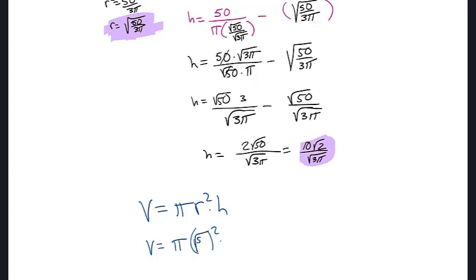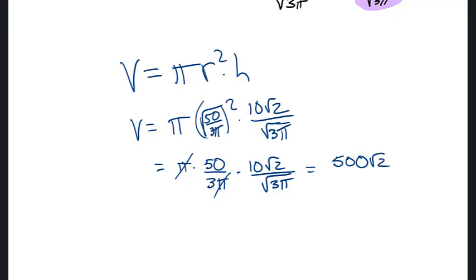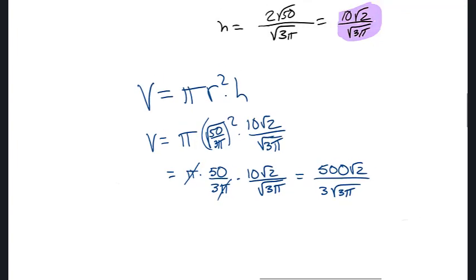There's our root 50 over 3 pi times our 10 root 2 over root 3 pi. What's this equal? So this is going to be pi times 50 over 3 pi times 10 root 2. So our pi's go away here. We're going to end up with 50 times 10, which is going to be 500 root 2 over 3 root 3 pi.